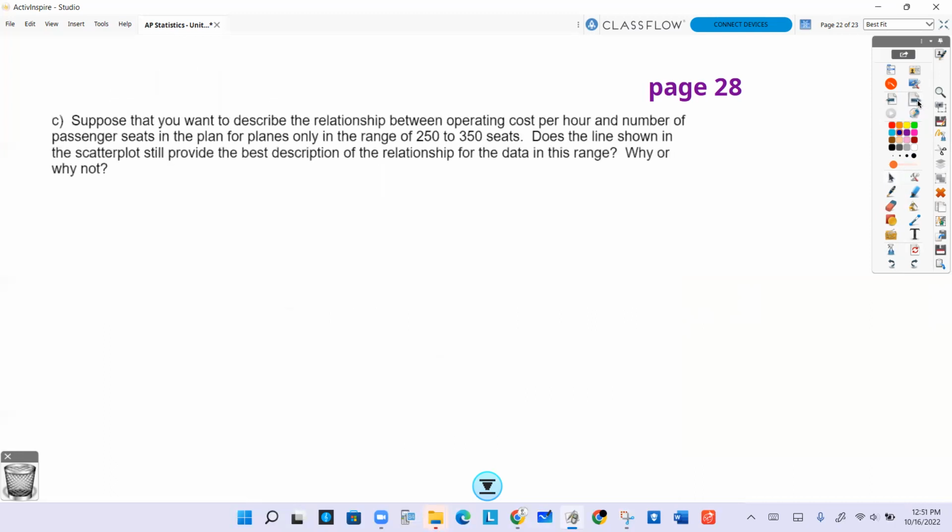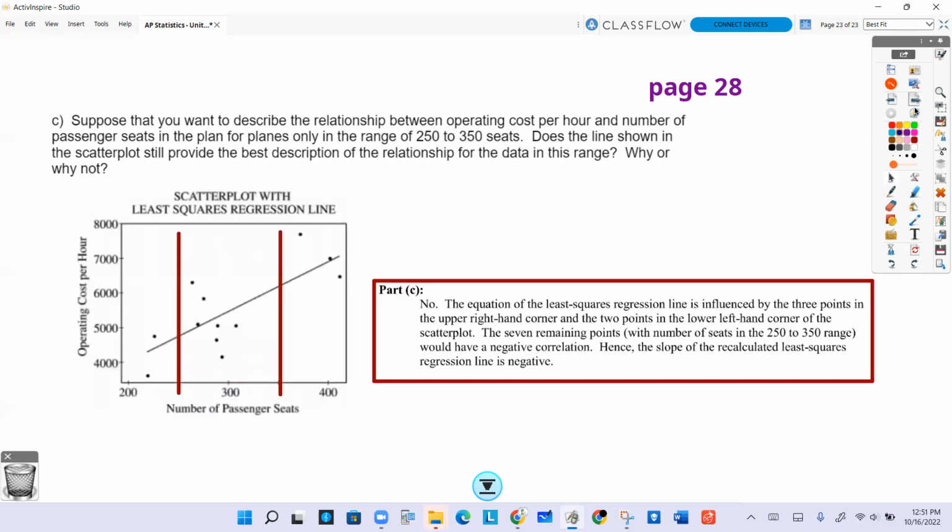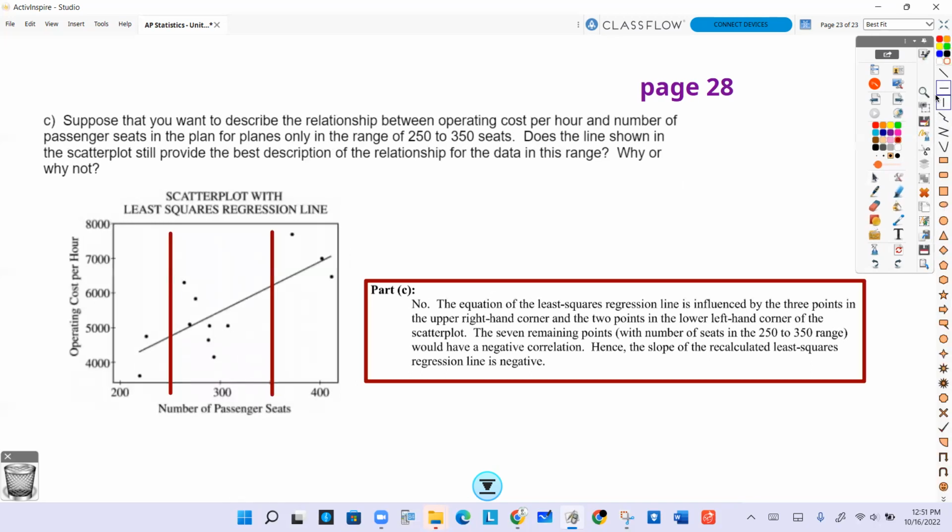All right, part C. Suppose we want to describe the relationship between operating cost per hour and number of passenger seats in the plane for planes only in the range of 250 to 350 seats. Does the line shown in the scatter plot still provide the best description of the relationship for the data in this range? Why or why not? Well, if you kind of block off those, you're going to see that if you were to make a line of best fit just for those points, it'd look more like that. So that would be a negative relationship.